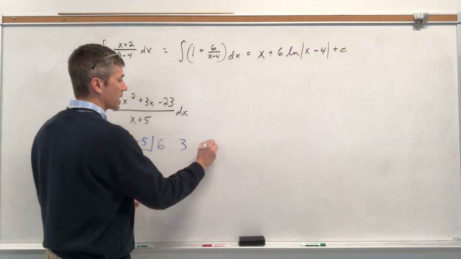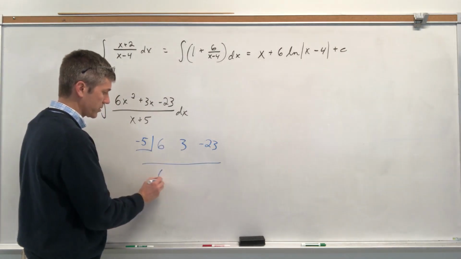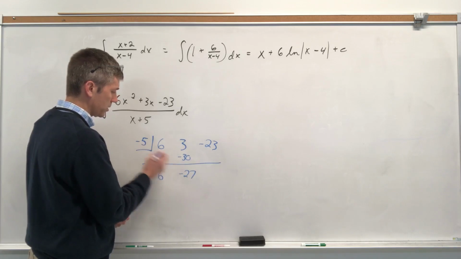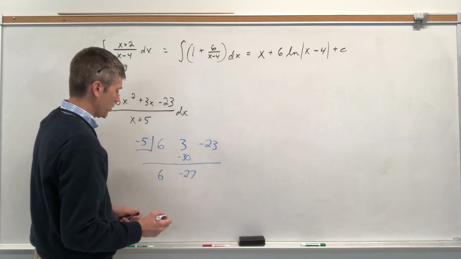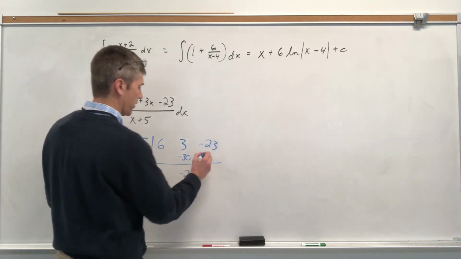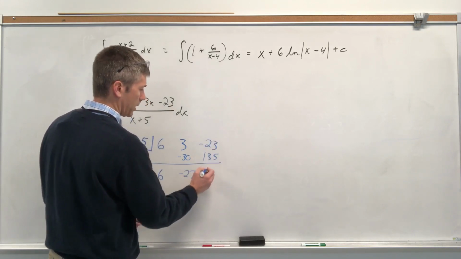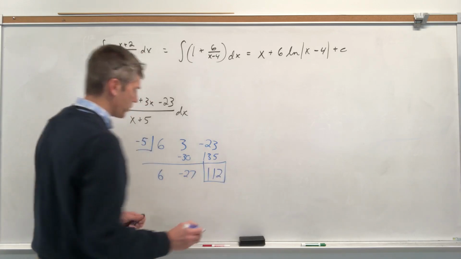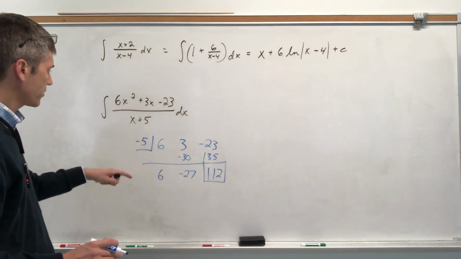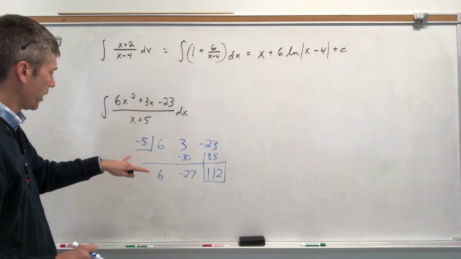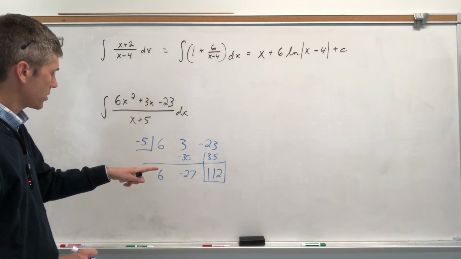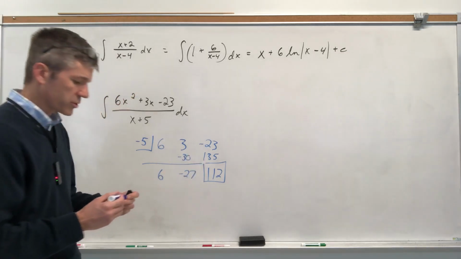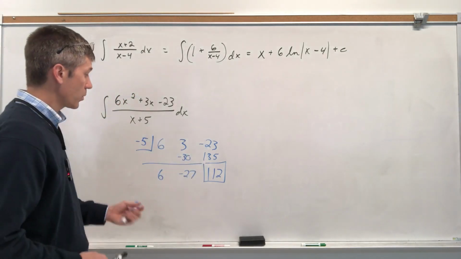6, 3, negative 23. Bring down your 6, multiply, put it there, add, multiply, oh boy, 135. Put it there, add, 112. Okay, I want to pause, make sure I'm right. Mental math is something that I should be much better at, but sometimes I struggle. I'm good. Okay.